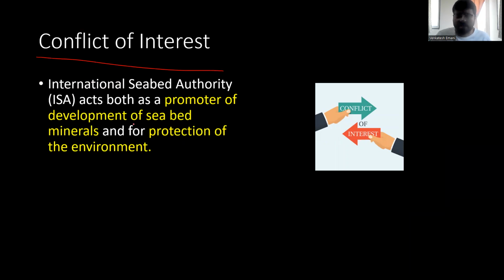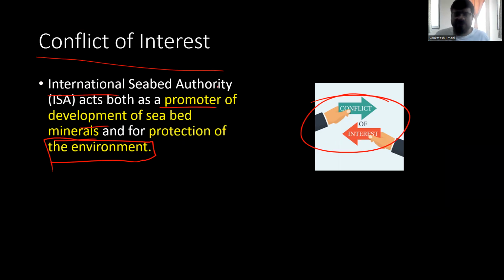What is the conflict of interest? International Seabed Authority is a promoter of development of seabed minerals and also the protection of environment. So it is a protector of the environment and is also a promoter of development of seabed minerals. So there is a conflict of interest. Now, which side are you on? Are you protecting the environment or are you a promoter of the minerals? Conflict of interest. So there is a proper mismatch in terms of managing, administrating and governing the international resources of deep sea mining, right? That is a conflict of interest.